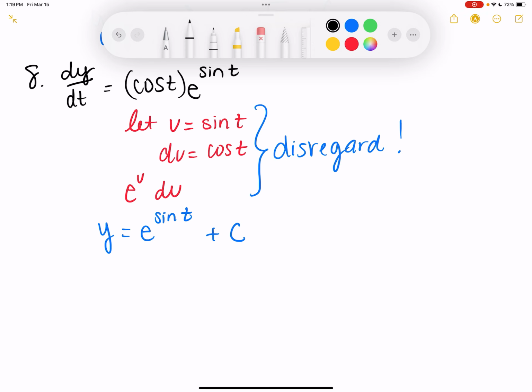10. dy du equals 4 times the sine of u cubed times the cosine of u.